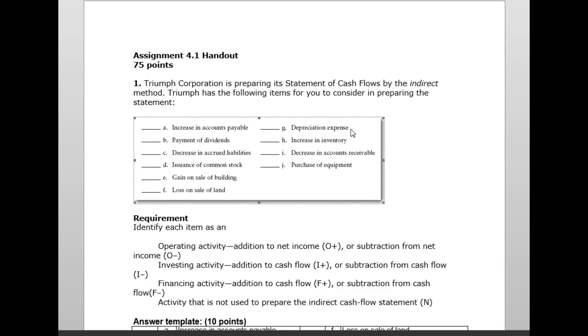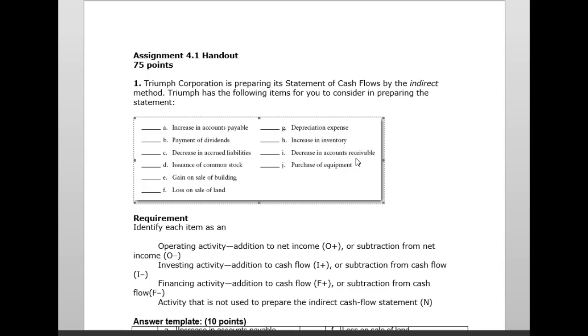We have an increase in inventory. So if I've increased inventory, what does that imply? That I have spent or decreased my cash flow, correct? So that would be an operating decrease.